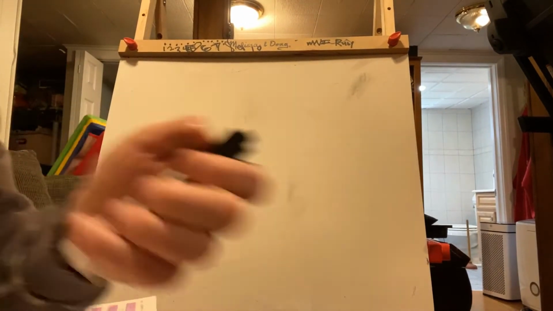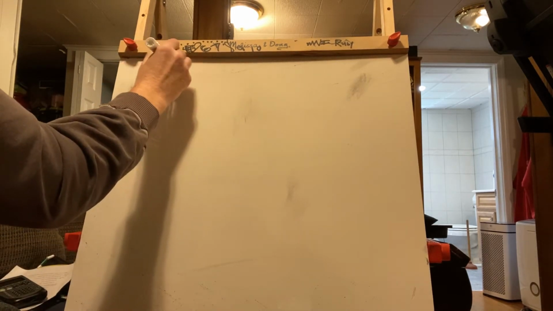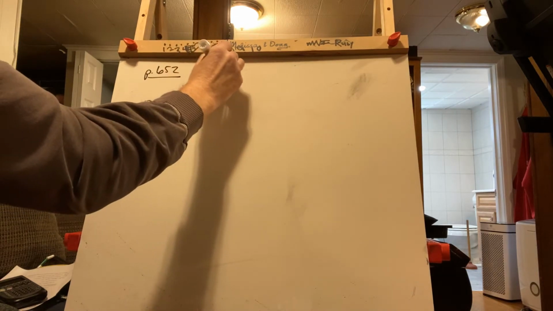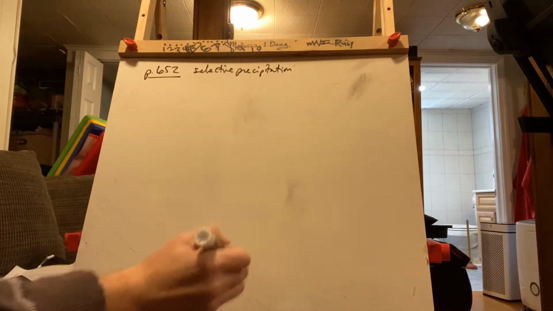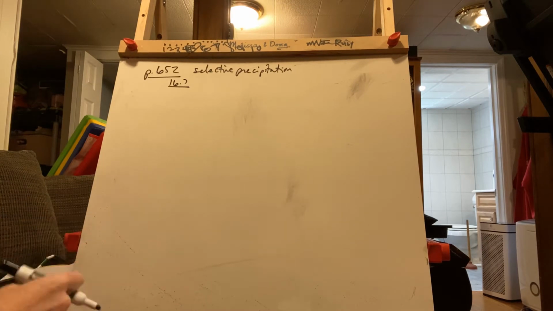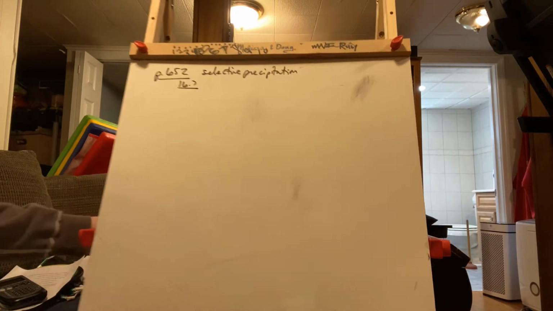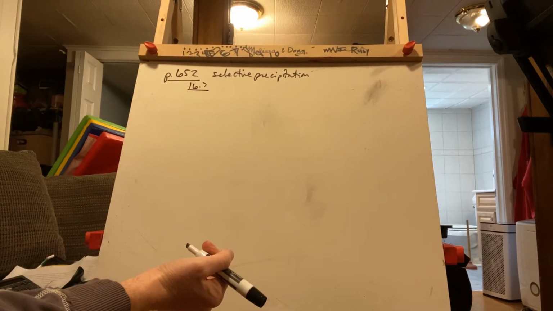I'll post the question here so you can see it. It's on page 652, called selective precipitation, example 16.7. So if you wanted to look at how they did it, I know I do things a tad differently, but it should be relatively straightforward here.